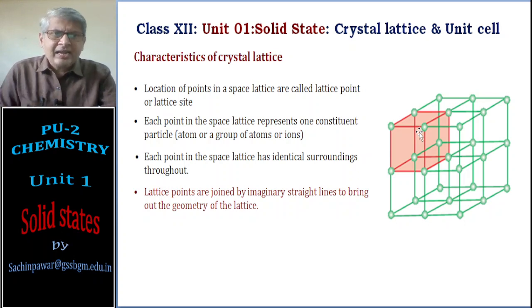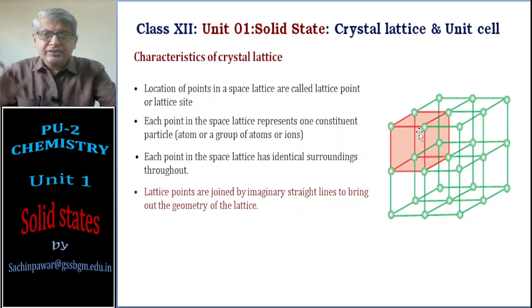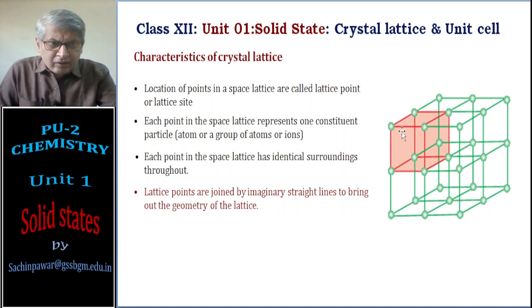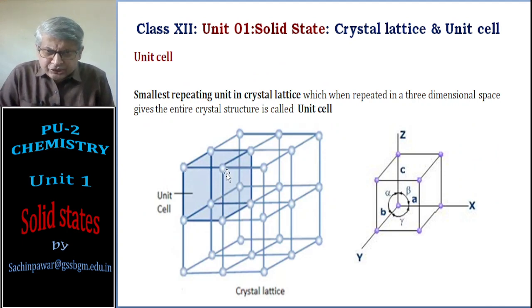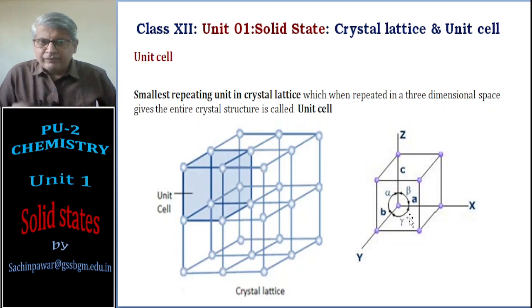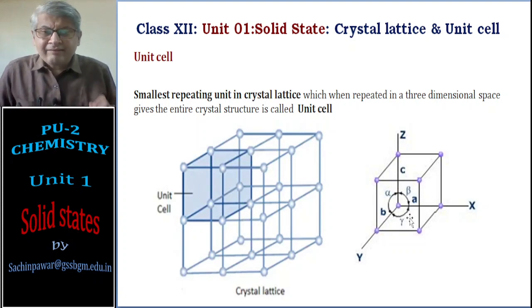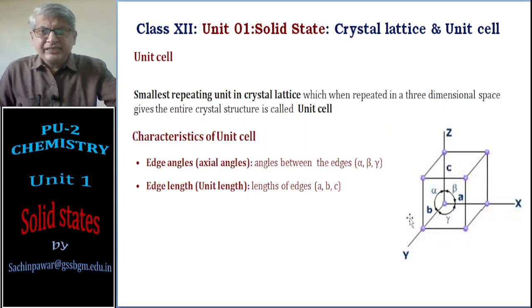Now let us zoom in on this crystal lattice, and we will concentrate on the unit cell, that is, the smallest repeating unit. Here I have a crystal lattice. If I zoom in on this crystal lattice, I get the smallest repeating unit. This smallest repeating unit is called the unit cell. Now this unit cell is characterized by a few things. Let's see what the characteristics are.